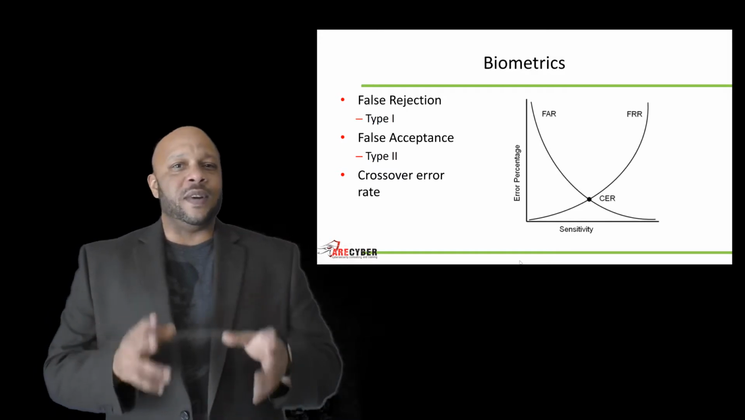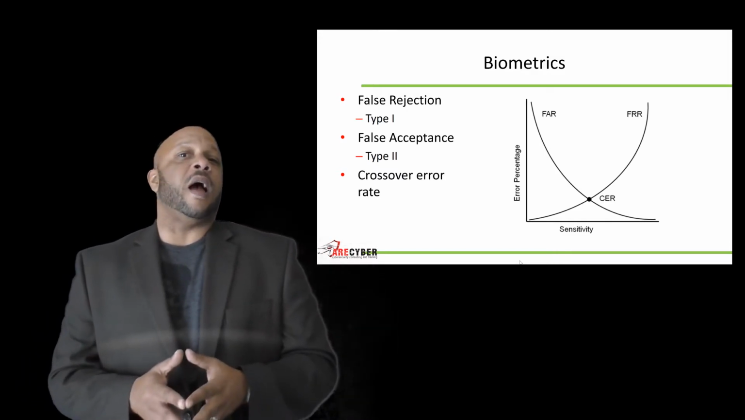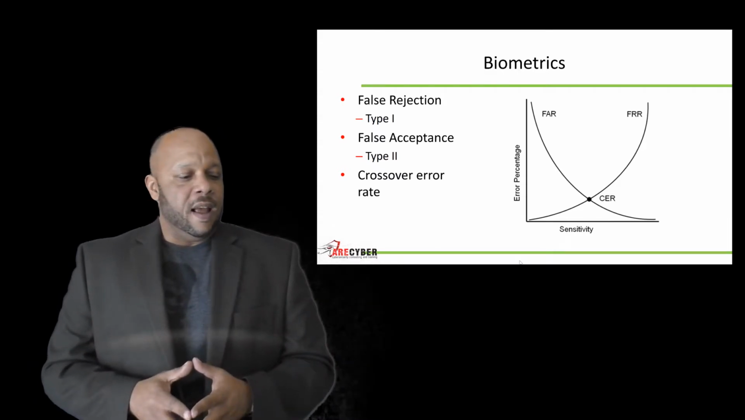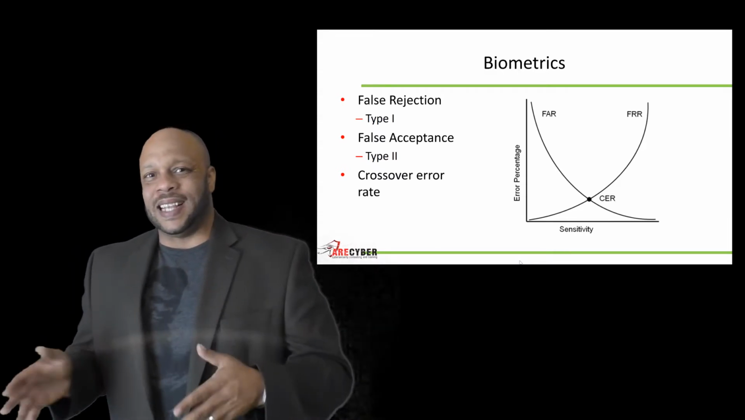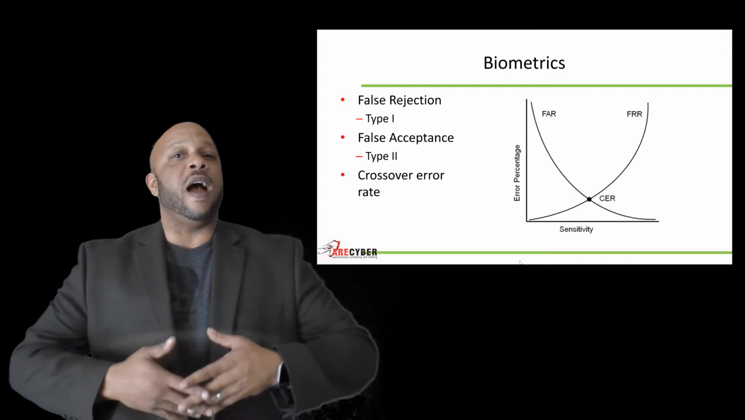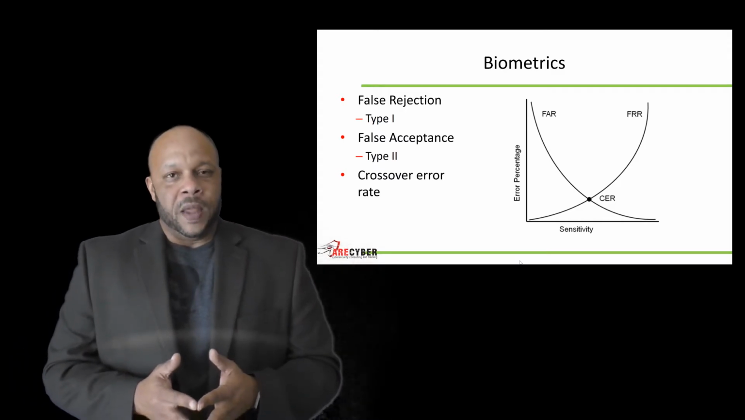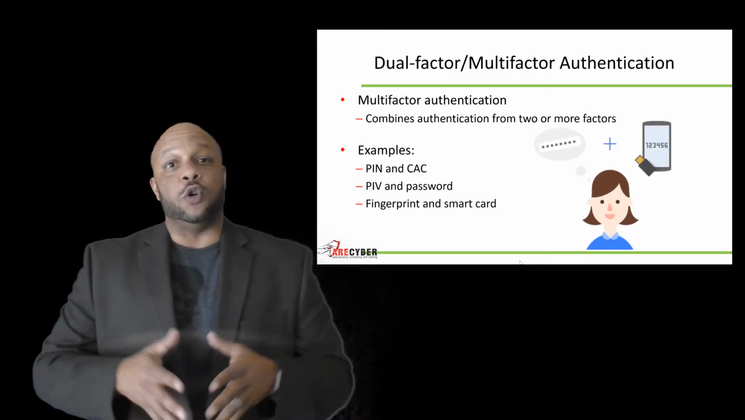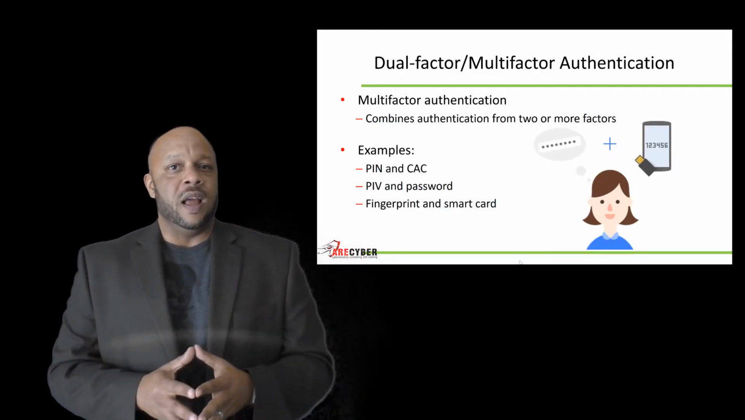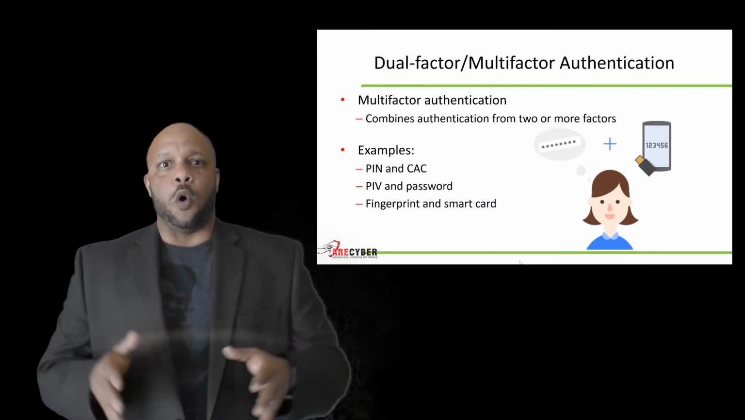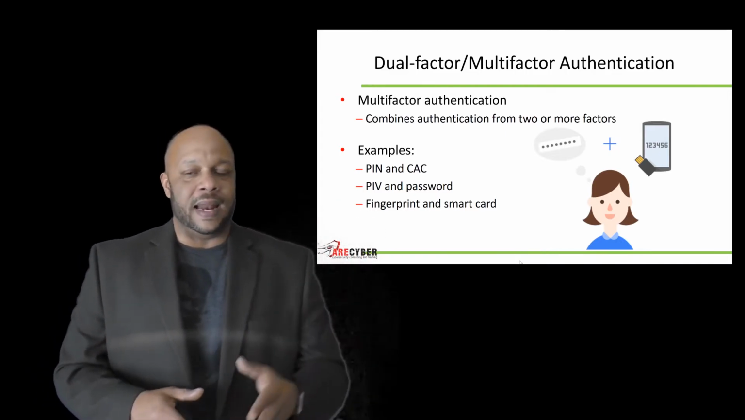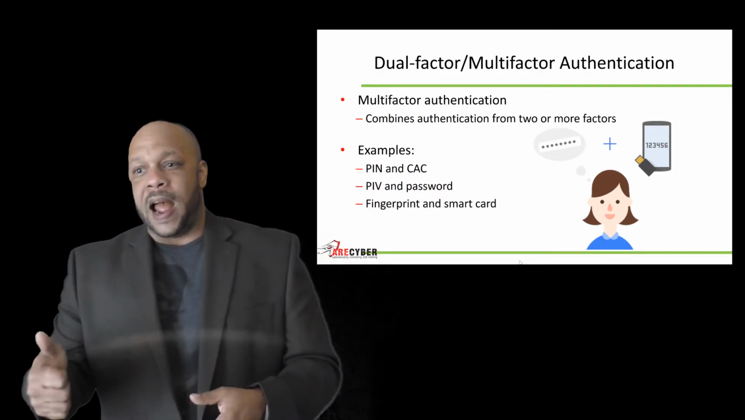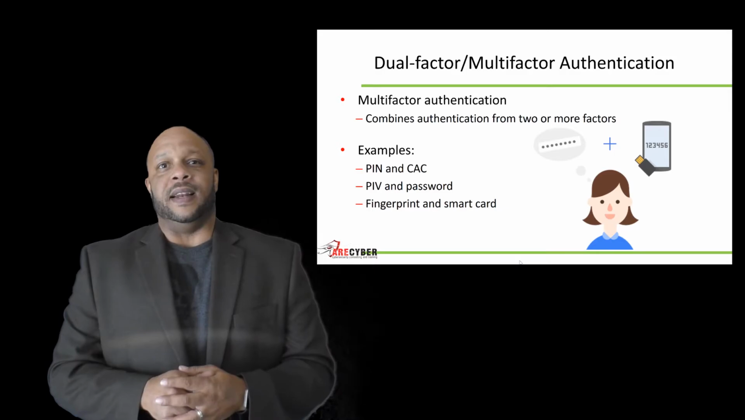There are 2 different types of biometrics issues that we need to deal with. Type 1, a false reject, and type 2, a false accept. You put them both together, you have your crossover error rate. And as always, remember, the strongest authentication is dual factor or multi-factor authentication, simply combining 2 or more of the factors, like a PIN and a smart card, or a username and a biometric, or like a fingerprint, and that will get you through.